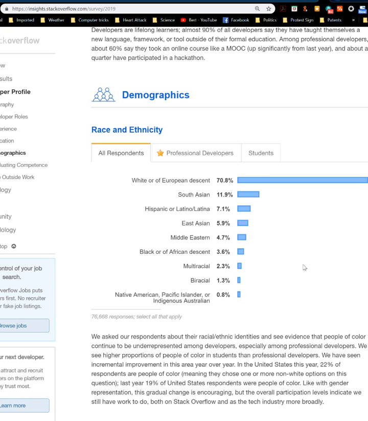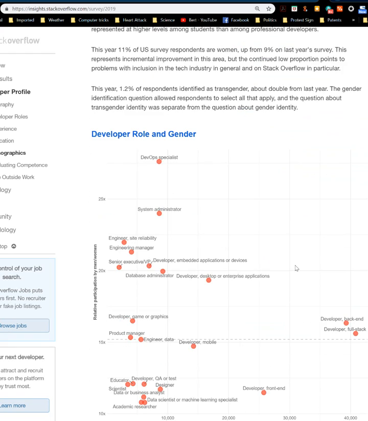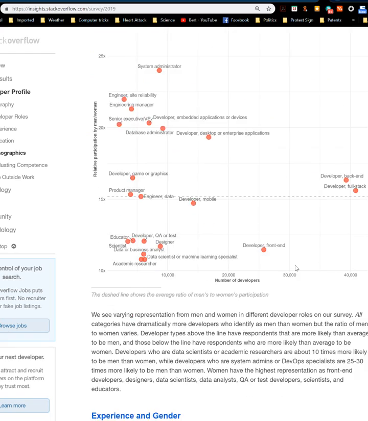Race and ethnicity. Okay, I don't care about that. Gender. Don't care about that. The development role and gender. Don't care about that.